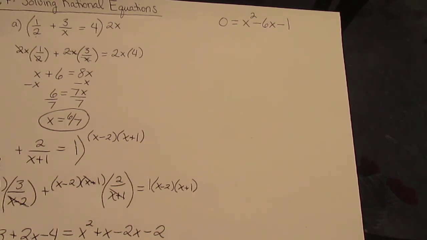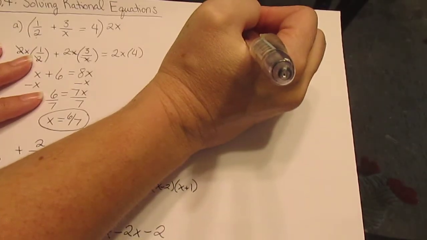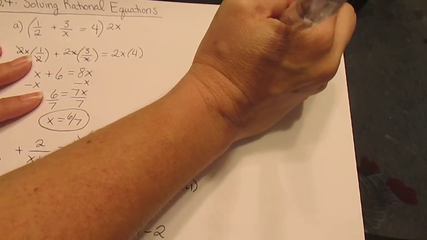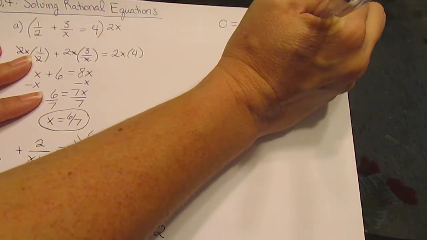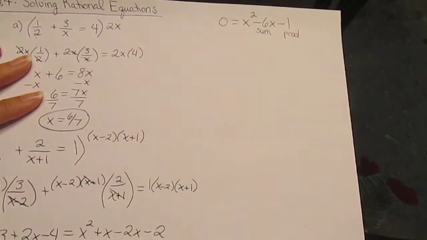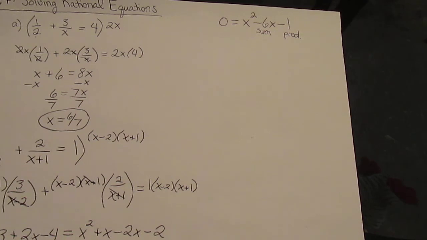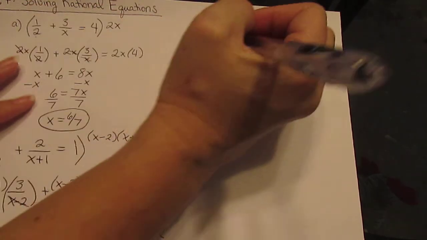Okay. All right, well, I like to see if I can factor it first. So there is just a 1 in front, so that means my middle term is my sum, my last term is my product. Can I multiply two numbers and get negative 1, but then when I add them, I get negative 6? I can't think of any, so I'm going to have to put it in the quadratic formula.